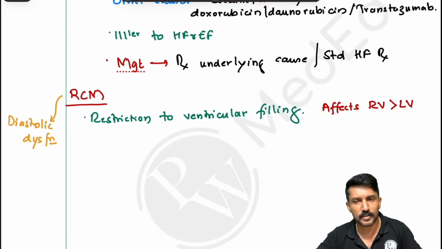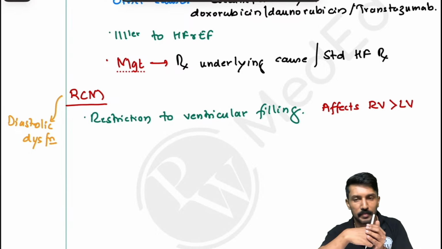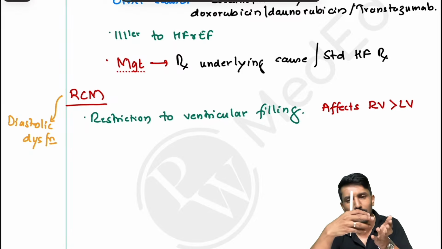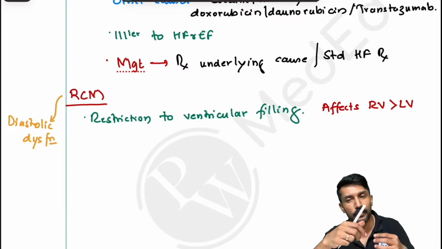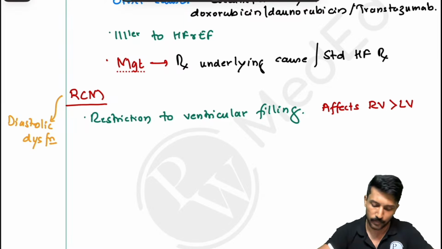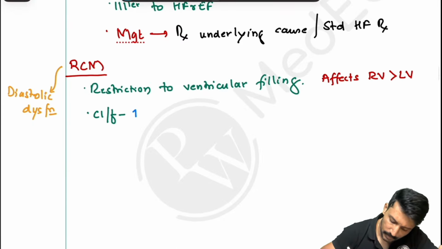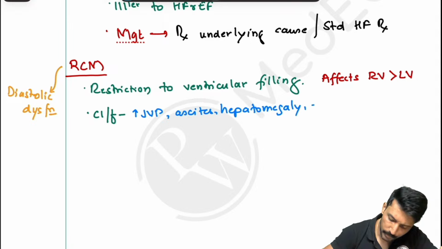So what symptoms do we expect? Same as what we got in constrictive pericarditis and cardiac tamponade: raised JVP, hepatomegaly, ascites, pedal edema. How will I differentiate? Yes, I have to rule out pericardial diseases. I have to rule out right-sided valvular disease before I label it as restrictive cardiomyopathy. So clinical features are going to be standard right-sided symptoms, that is raised JVP, ascites, hepatomegaly, edema.